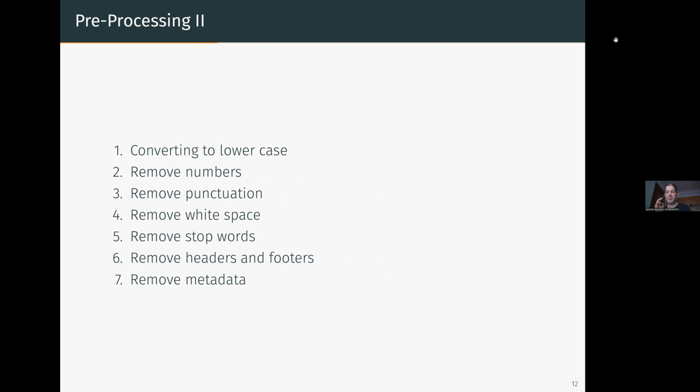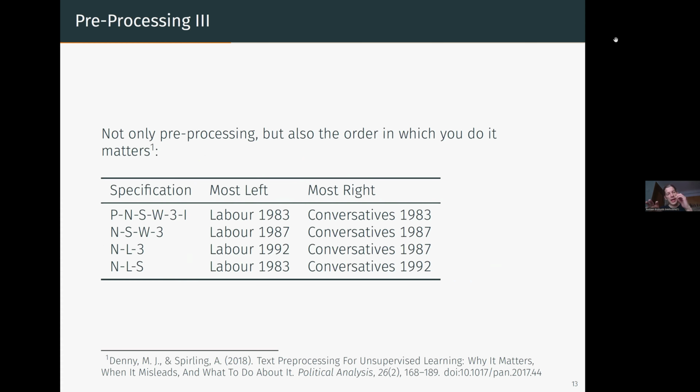And the reason for that is that this pre-processing doesn't come with a checklist. It's not something that you should do and always should do. It depends on the case. It depends on whether or not you want to convert stuff to lowercase, or whether you want to remove numbers or punctuation or white space or stop words, headers and footers or metadata. That depends on you. And even more complicating than that is that whether you do this or not, and the order in which you do it, actually influences it. A very nice example was given in 2018 by Matt Jenny and Arthur Sperling, if I'm correct.